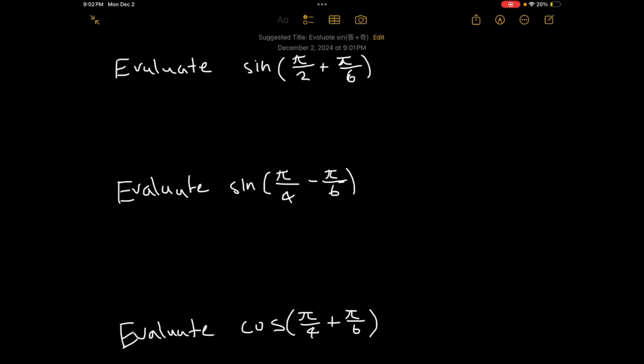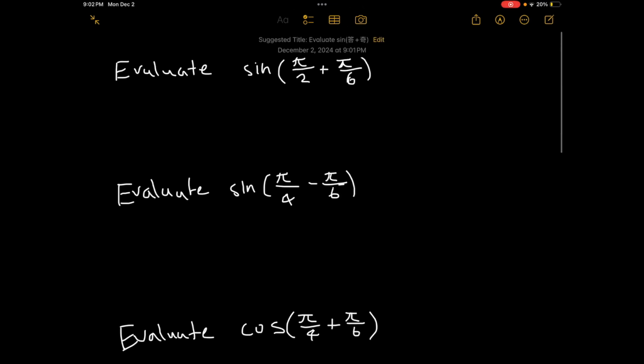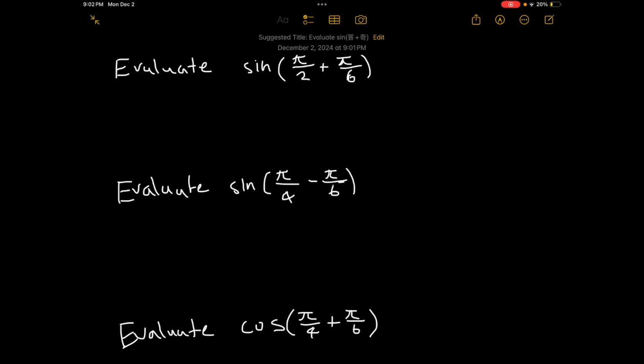How would you evaluate sine of pi over 2 plus pi over 6? What about sine of pi over 4 minus pi over 6? And what about these other two questions? All of these questions require the use of the trigonometric angle sum and angle subtraction identities.